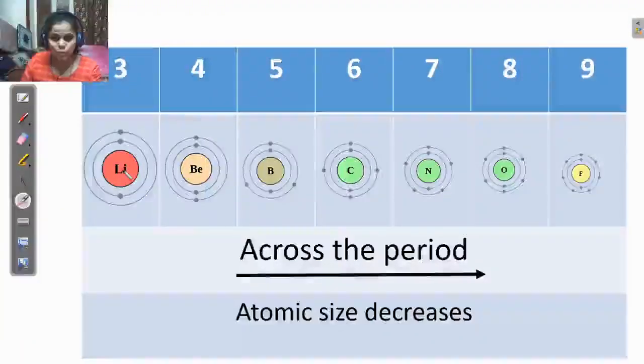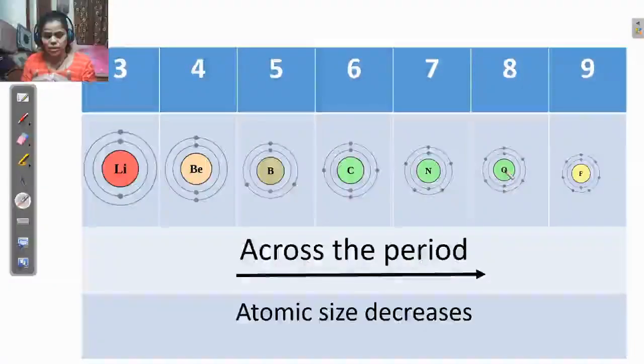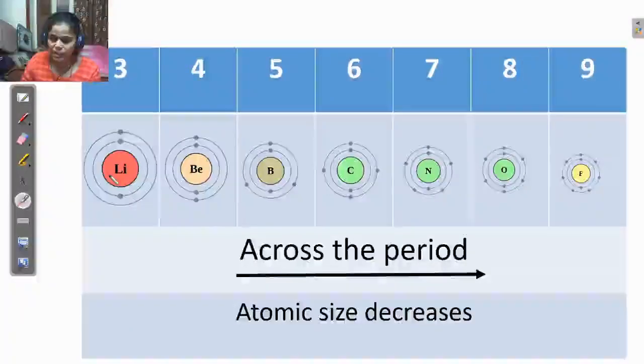Why? Because the number of protons of the oxygen is greater than the number of protons of the lithium. Understand? So the total positive charge on the nucleus is greater. That's why the effective force that tries to pull the electrons from the outermost shell is greater. That's why the atom shrinks, and this is the reason the size of the oxygen is less than the size of the lithium.